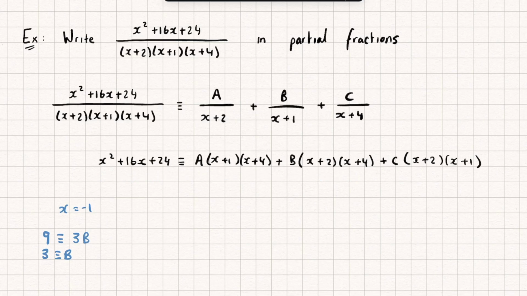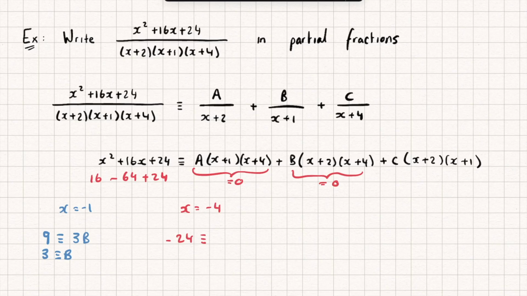So I'm going to make a substitution of x equaling negative 4, because this is now going to go to 0, as is this, and that's going to allow me to find my c. So let's sub it in. Negative 4 all squared is 16, plus 16 times negative 4. That's going to give us negative 64 plus 24. And that's going to turn into negative 24.